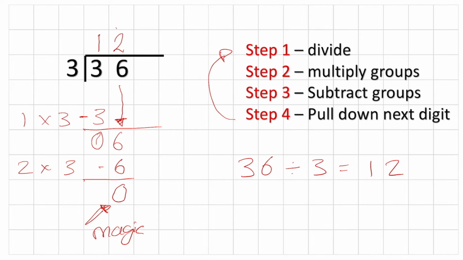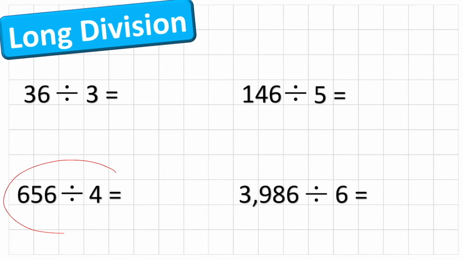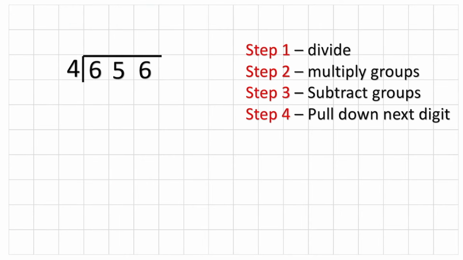Good job. Okay, let's move on to a slightly harder question. Let's have a look at this question here. 656 divided by 4. So we're going to have the same steps again, and I'm going to put my dividend of 656 inside my bus stop and my divisor 4 on the outside. And I can just do the same thing again.